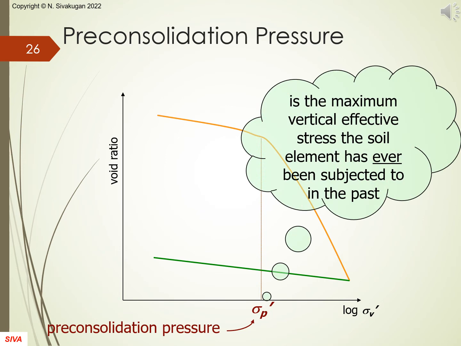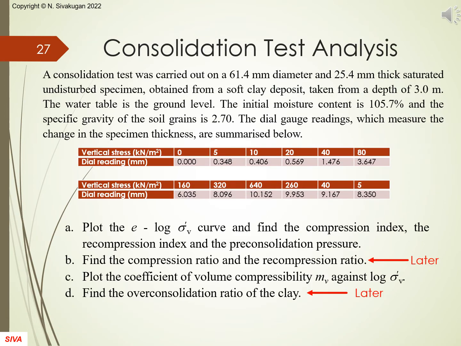The loading path, shown in orange, takes a sharp turn at the pressure of sigma P', changing the slope from Cr to Cc. This value of sigma P' is known as the pre-consolidation pressure, similar to the yield stress of a material. You will realize soon that this is the maximum pressure the clay has experienced ever in its history, which could be hundreds of years.